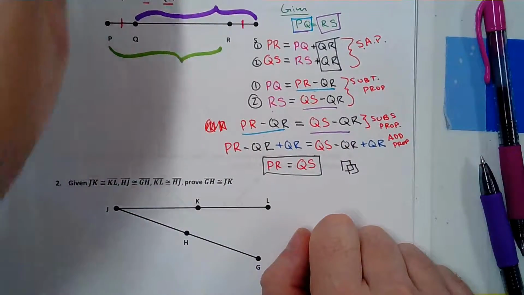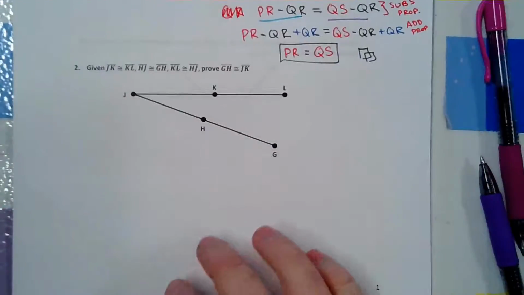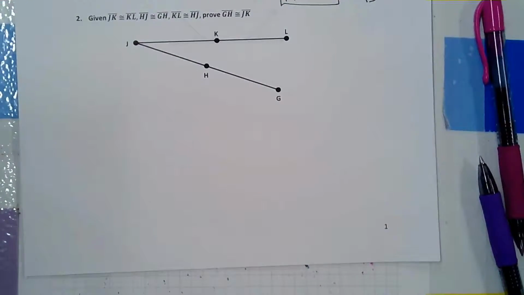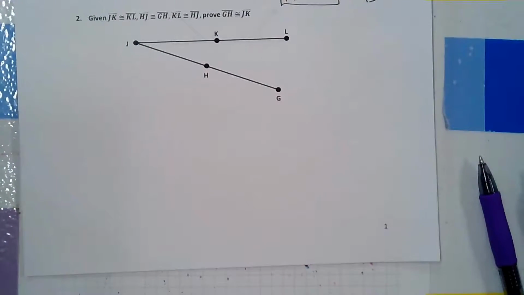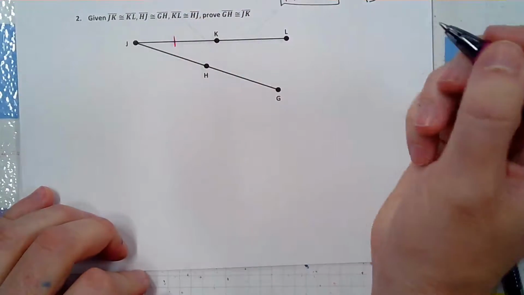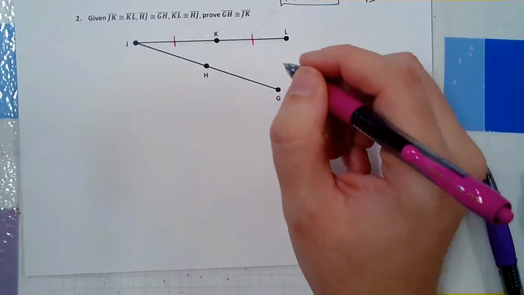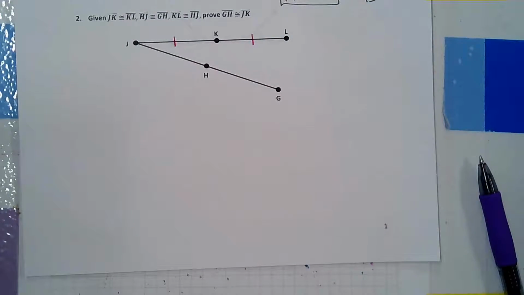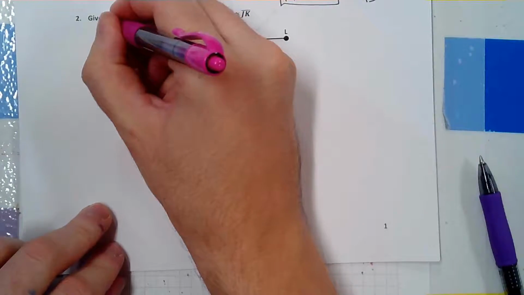Let's take a look at number 2. I think you'll see number 2 a little bit better. Number 2 says, given JK is congruent to KL. So I'm going to mark that. JK, this bit, is congruent to KL, this bit. Now I'm using colors, so I'm only going to use single tick marks, and you'll see why in a second. So JK and KL are congruent.